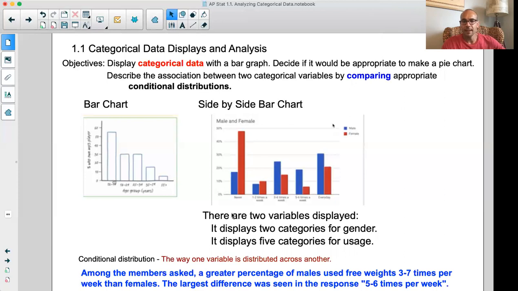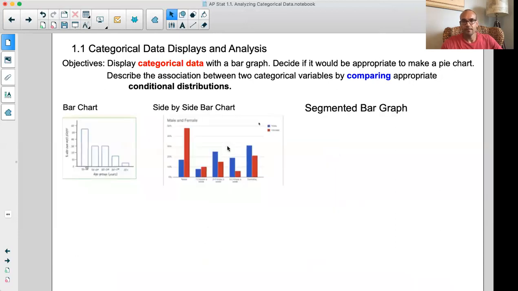But what a bar chart allows us to do is make it easier to compare how these categories break out based on the other variable. So if we're making a comparison, we might say among the members we asked, a greater percentage of males used free weights 3 to 7 times per week than females did, these last 3 categories. The largest difference was seen in this 5 to 6. Someone else might make the comparison I made earlier. But side-by-side bar charts are a great way to start taking a look at how one variable is distributed over the other.